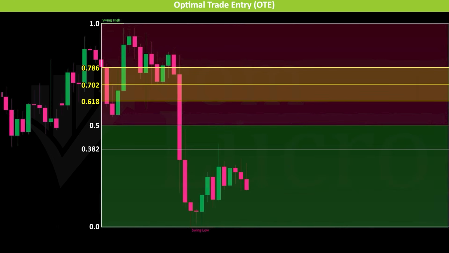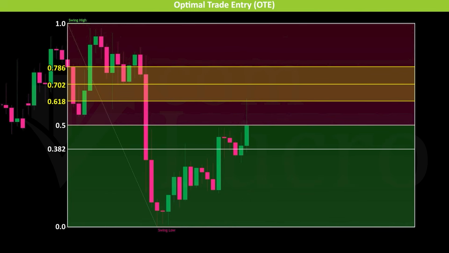As price moves forward, we can see a reaction at the 0.618 level of the OTE. While this level can be used as an entry, it is important to remember that the higher price trades into the premium zone, the greater the potential risk-reward ratio.